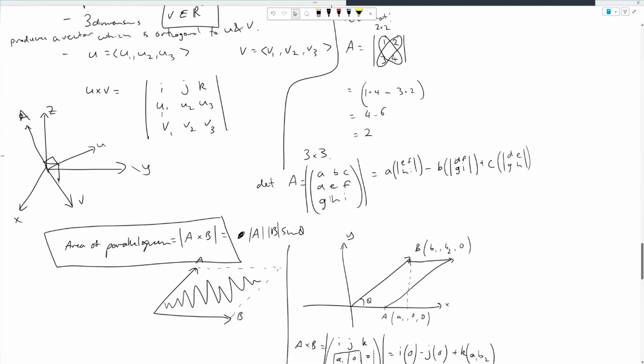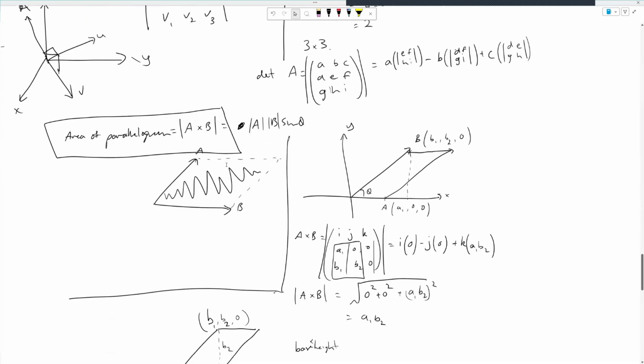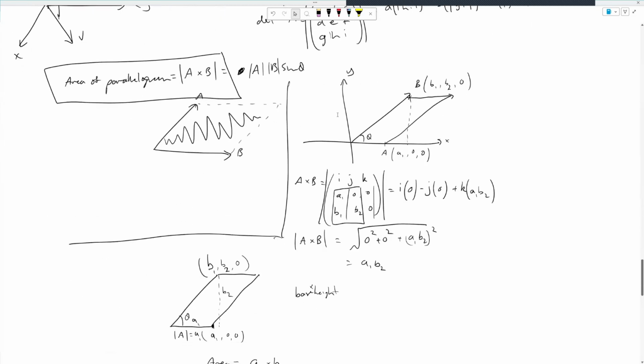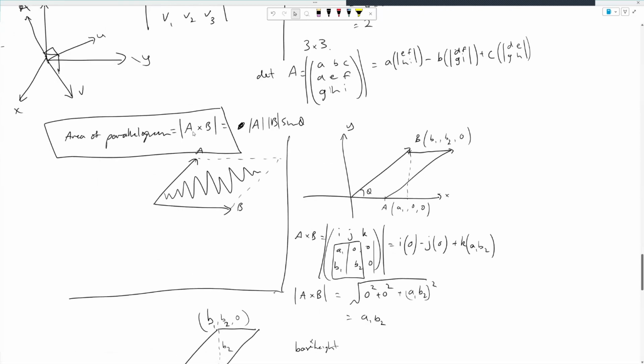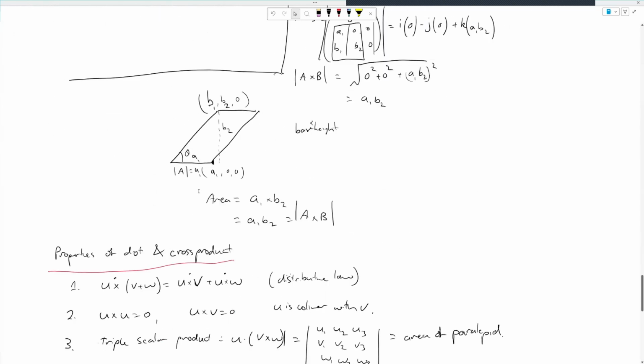The other thing with the cross product is that its magnitude is also the area of the parallelogram, and we've casually proved it here. The area of the parallelogram spanned between the two vectors, so which is in between the two vectors, is given by the length of A cross B.